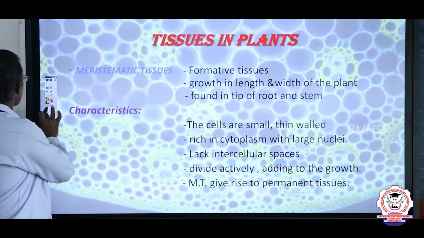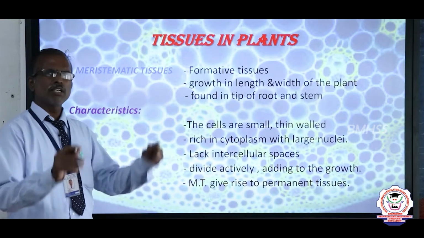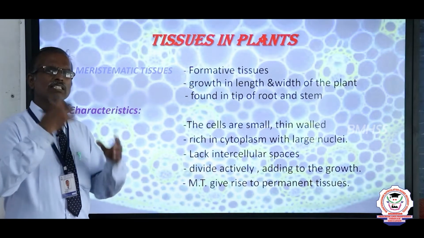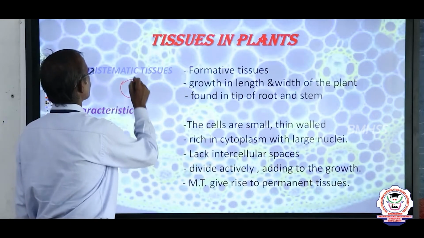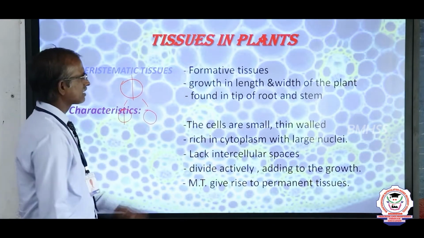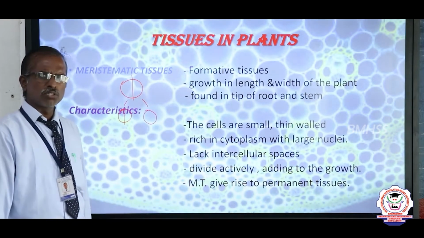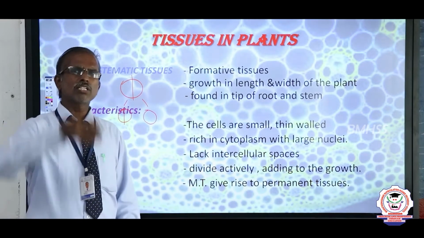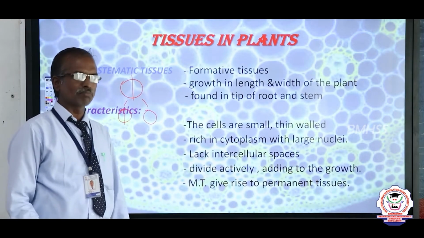What is meant by meristematic tissue? Meristematic tissues are formative tissues, actively dividing cells that add new cells and new parts to the plant. The cell is always dividing. One cell is divided into two cells, then the two cells divide again, like that it is actively dividing. This tissue mainly provides the growth in length and width of the plant.